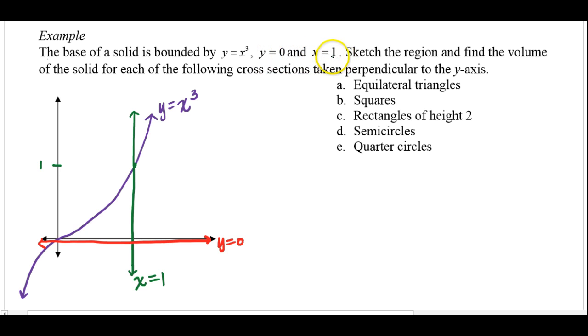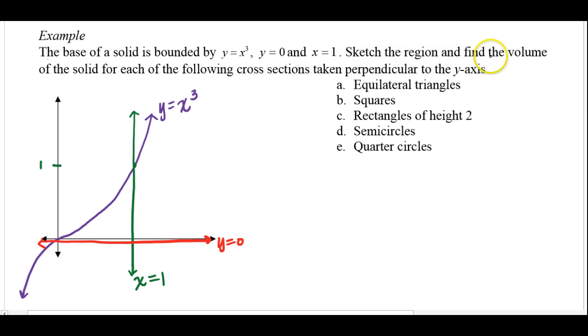So I've already gone ahead and drawn these three graphs. So y equals x cubed is this purple curve, y equals 0 is the x-axis, and x equals 1 is the vertical line at 1. So my region is the intersection of all three of these graphs, so it's this little region here that looks like a triangle, but this portion here is a curve. So it's not exactly a triangle, but it has that general shape. So that's the base of my object.